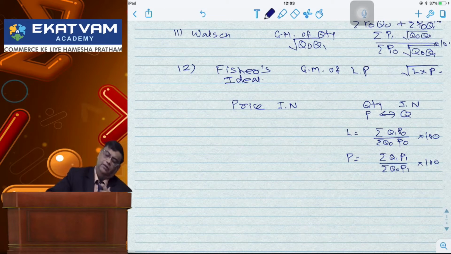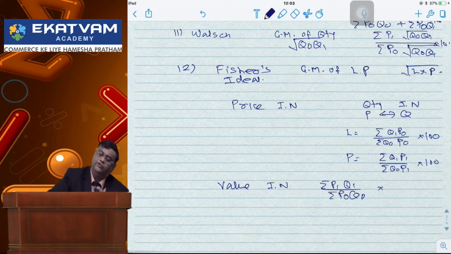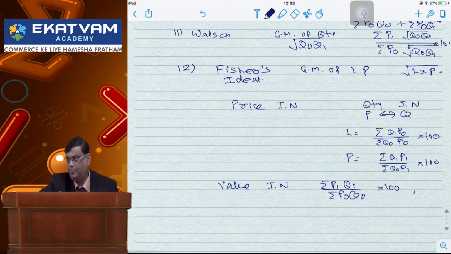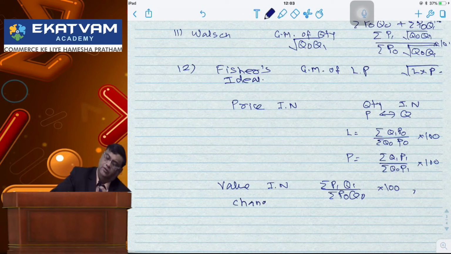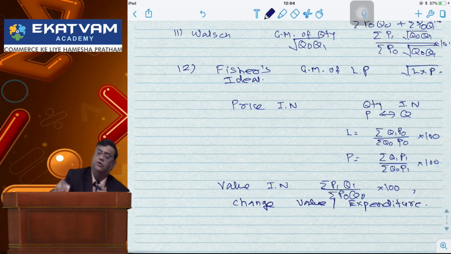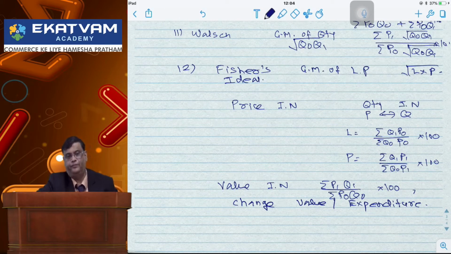And a big one, what is value index number? That is sigma P1 Q1 over sigma P0 Q0. Both are changing into 100. That is value index number, and it measures the change in value. And when I say value, it always means what? Expenditure. It means the change in expenditure. Very simple.